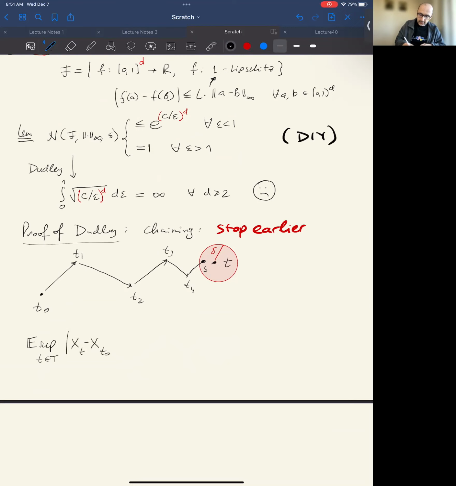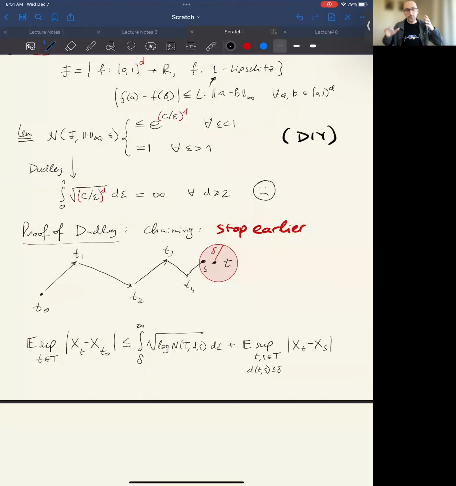X_t minus X_{t0} is less than... and here you have to just, I guess, believe me, that if we stopped short at delta, we'll not go all the way down to 0. So we'll stop at delta. And what we pay is, well, now we have no control of what happens inside delta. So it's a worst possible situation where t and s are in T and the distance between them is at most delta.